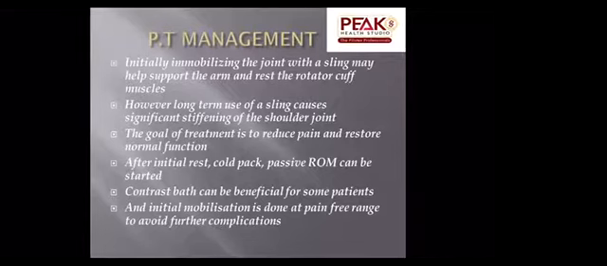Coming to the PT management, the main part is getting back to the normal position. Initially, immobilizing the joint with a sling may help support the arm and rest the rotator cuff muscles. However, long-term use of a sling causes significant stiffness of the shoulder joint. The goal of the treatment is to reduce pain and restore normal function.